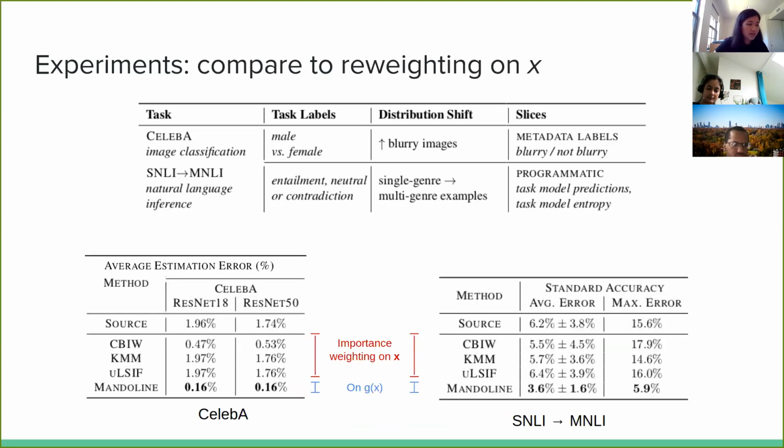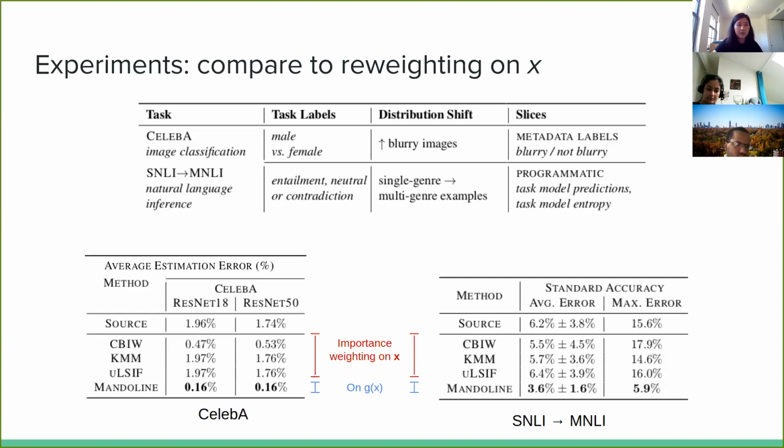And now here are our results. Celeb-A is on the bottom left and the NLI tasks are on the bottom right. We can see that Mandoline using these slices is able to correct for distribution shift better than importance weighting on the features themselves. And here the baselines, CBIW, KMM, and ULSIF, are other density ratio estimation procedures, and these are done on the raw input space.